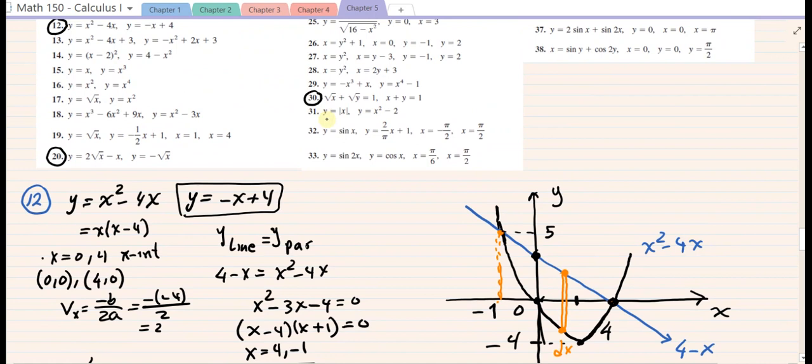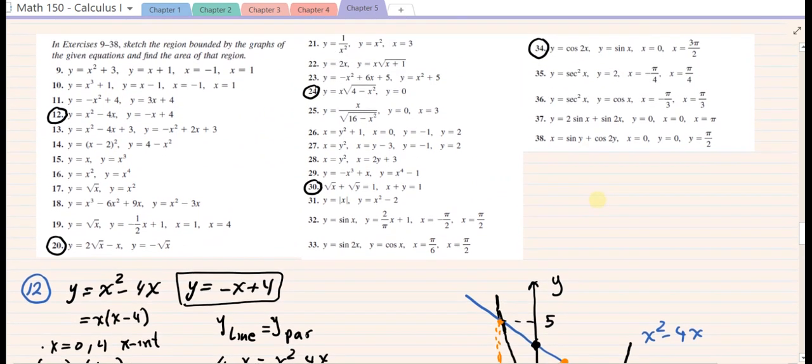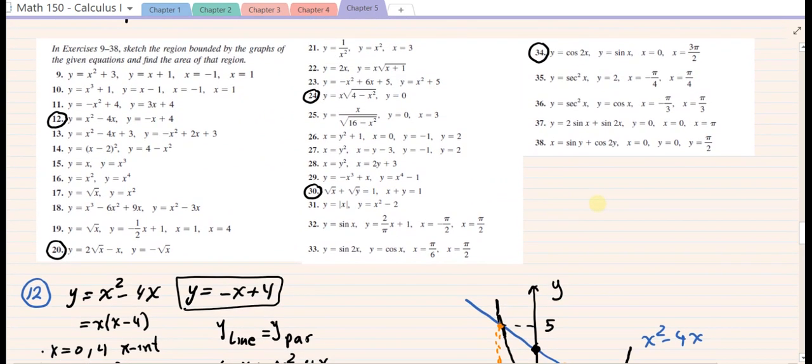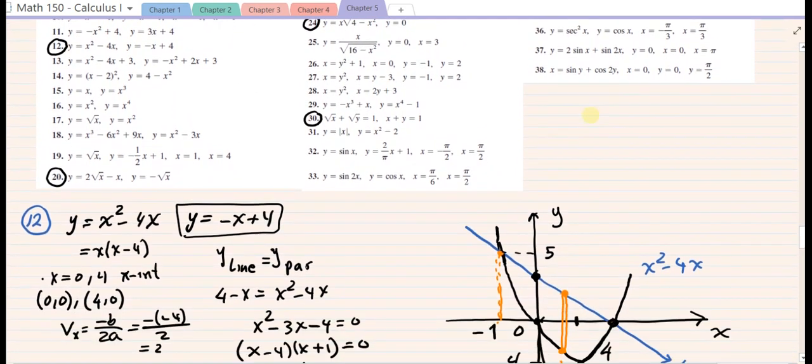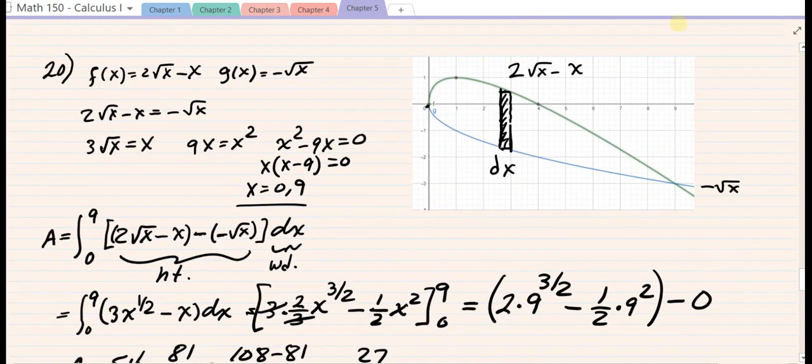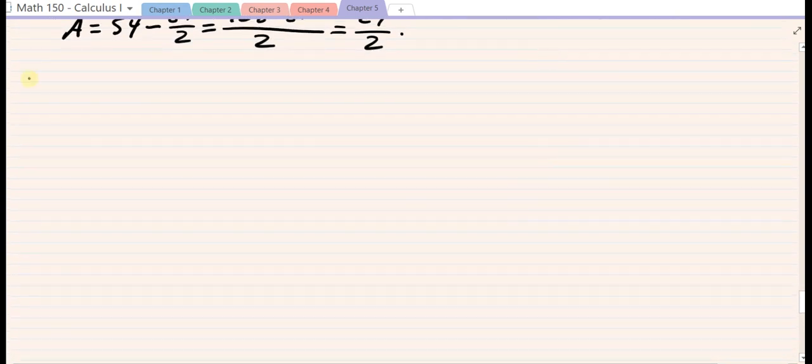So we did number 20. Now let's take a look at number 24. X root 4 minus x squared, that would be to a half, right? Okay, so for number 24 again, let me write it. We have y is equal to x times 4 minus x squared, to a half.